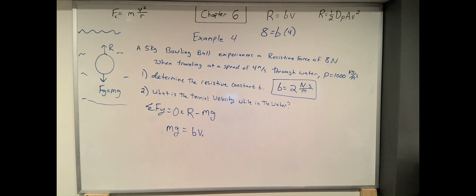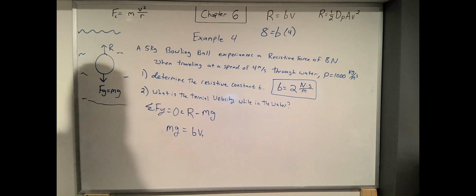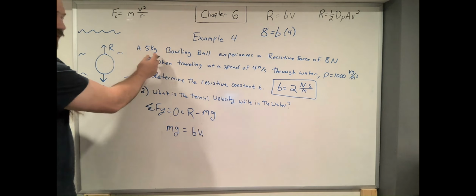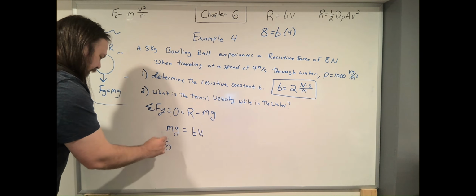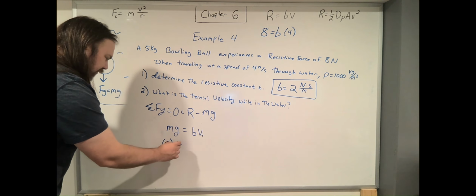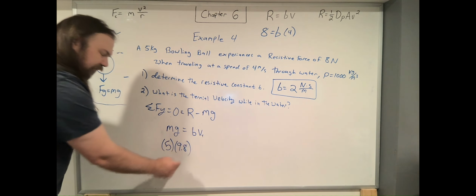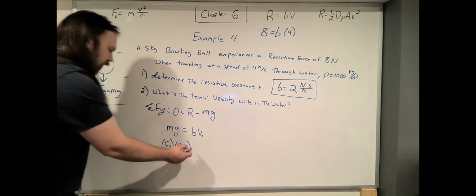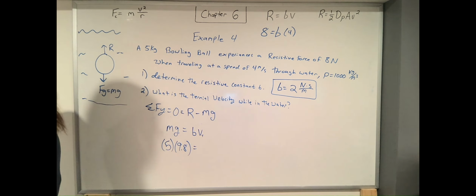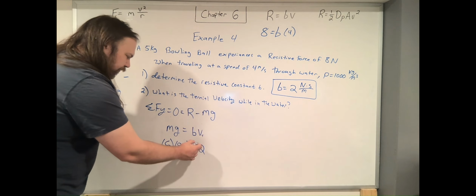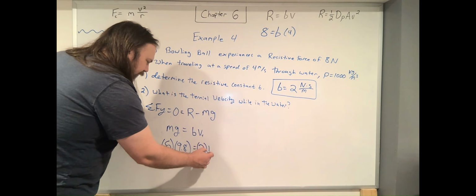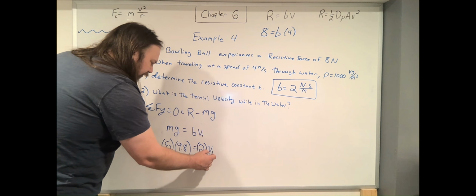And now I just plug in. What's the mass of the bowling ball? I go back to the question and grab that it is 5 kilograms. What is g? That should be burned into your brain by now, g is 9.8. Equals b. What is b? We just found out it has to be a 2. And then that is times the terminal velocity.